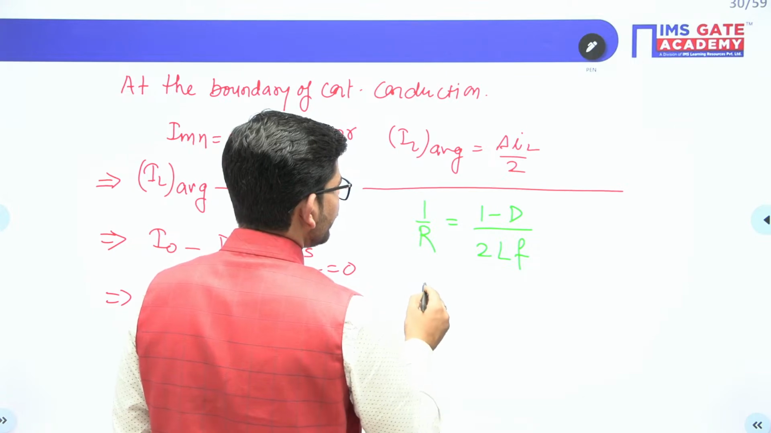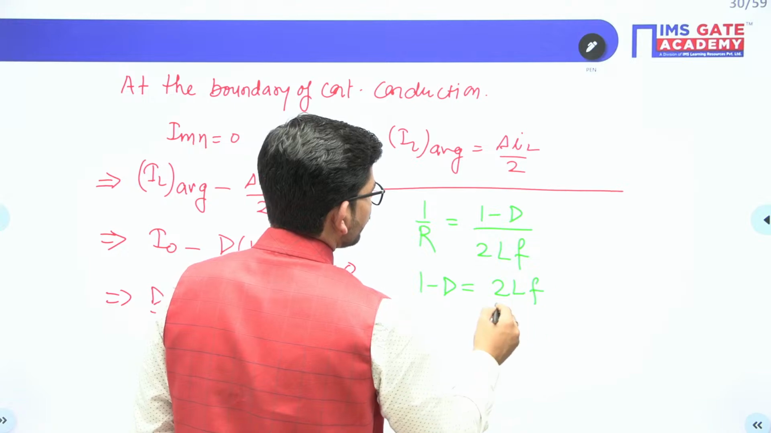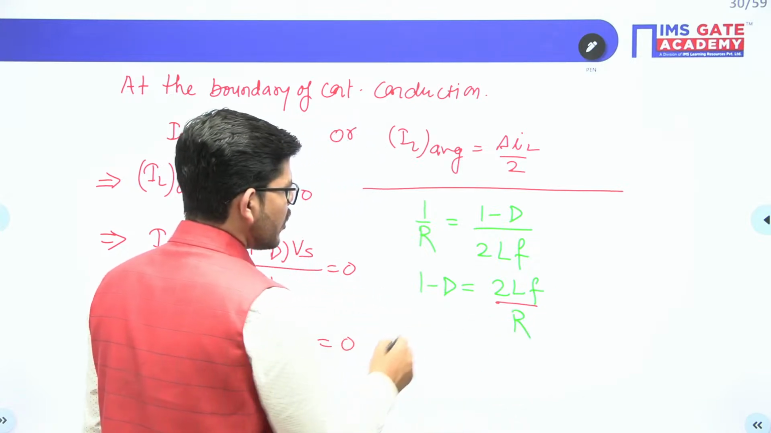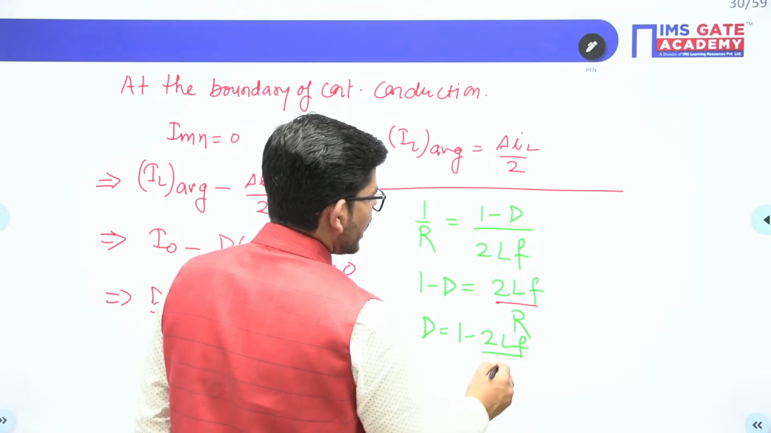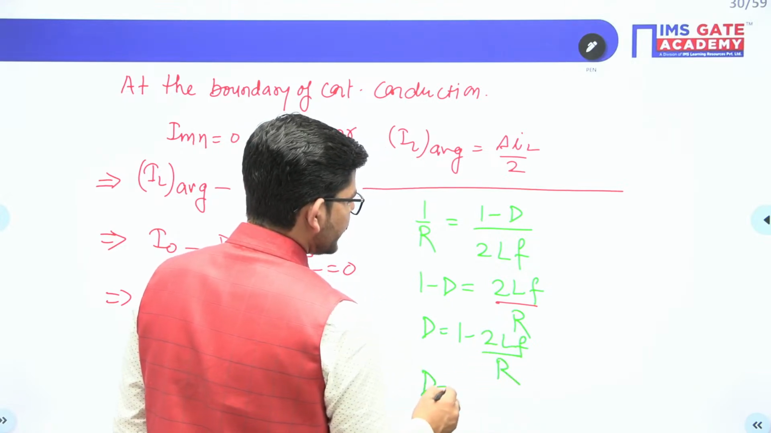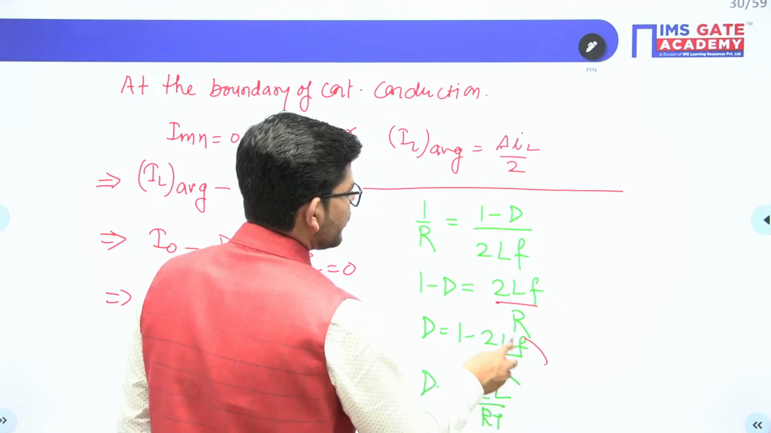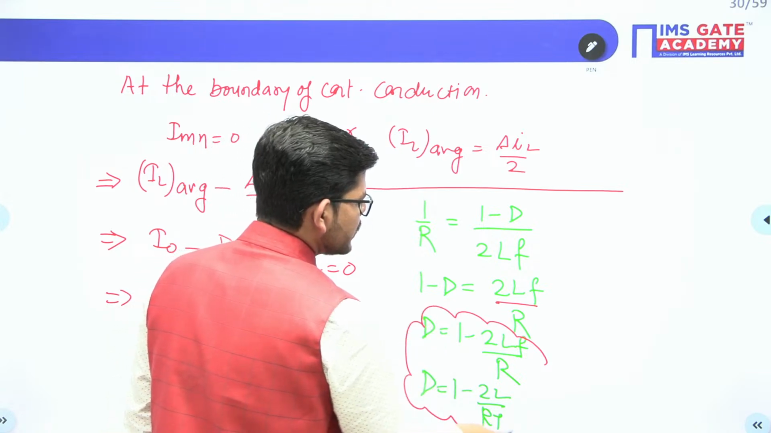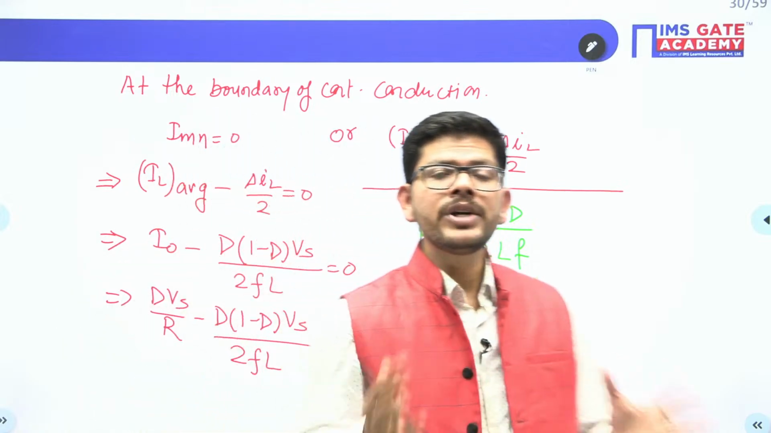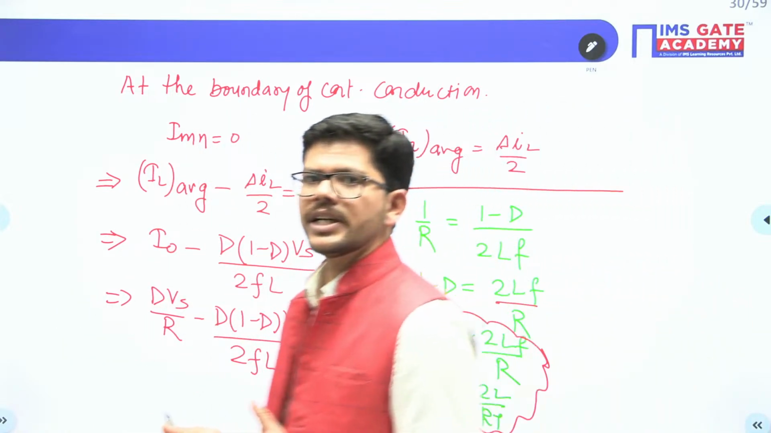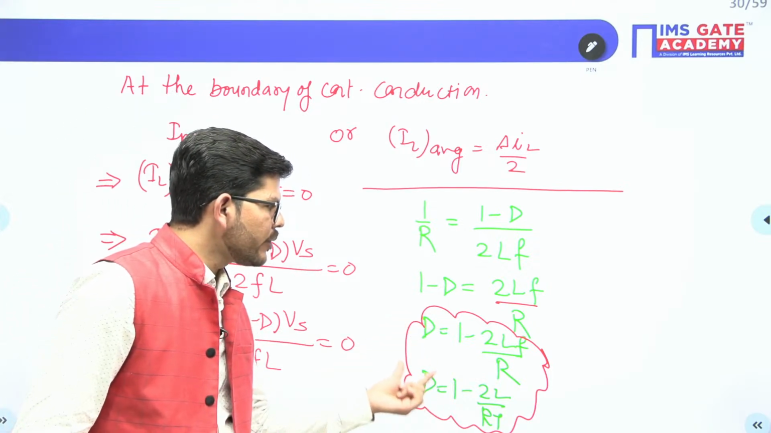So what will be D? From here we will get 1 minus D equals 2LF upon R, or D equals 1 minus 2LF upon R, or we may also write it as 1 minus 2L upon RT. So this is a very, very important formula, guys, that we have obtained here. When the converter is operating at the boundary of continuous and discontinuous conduction, you can calculate the value of duty ratio by using this particular formula.